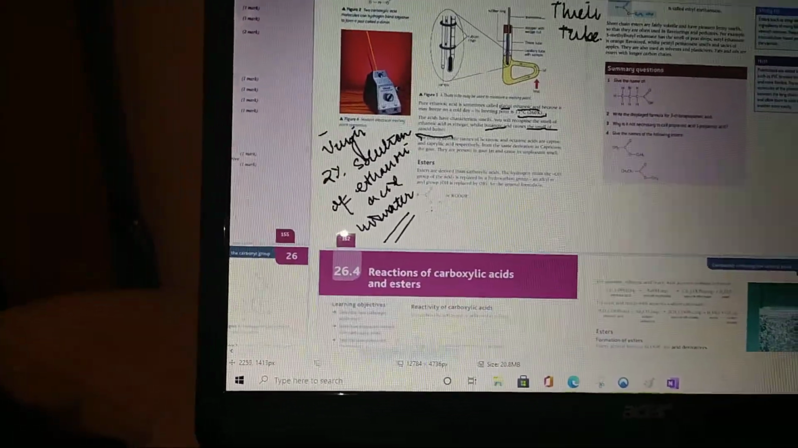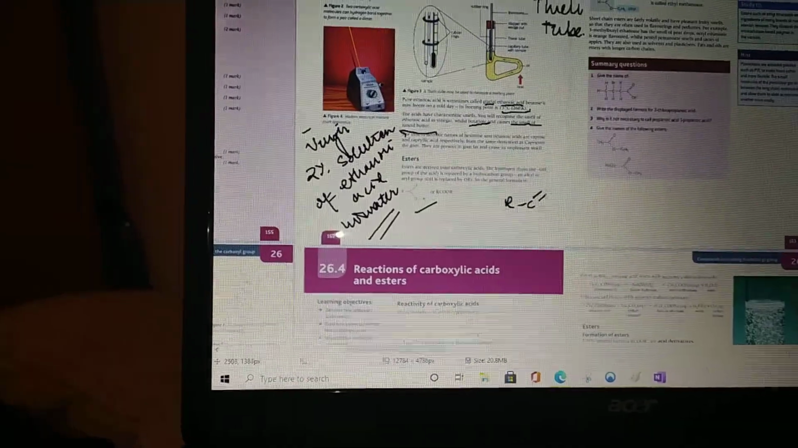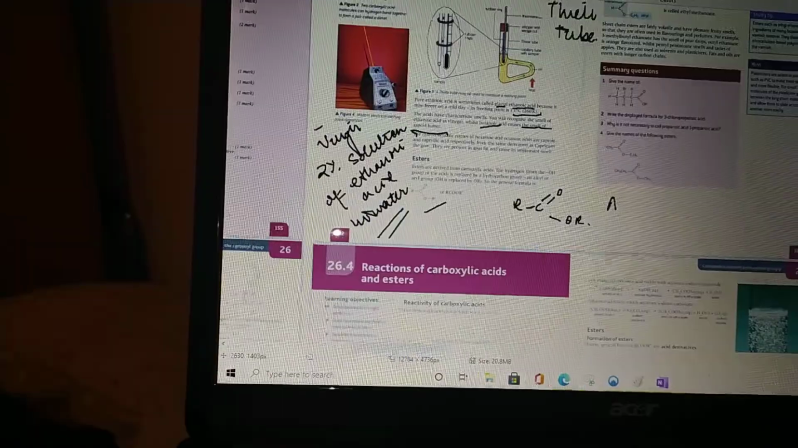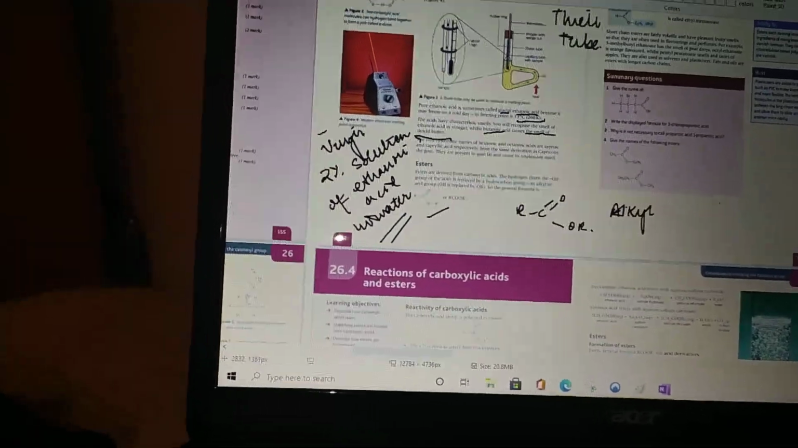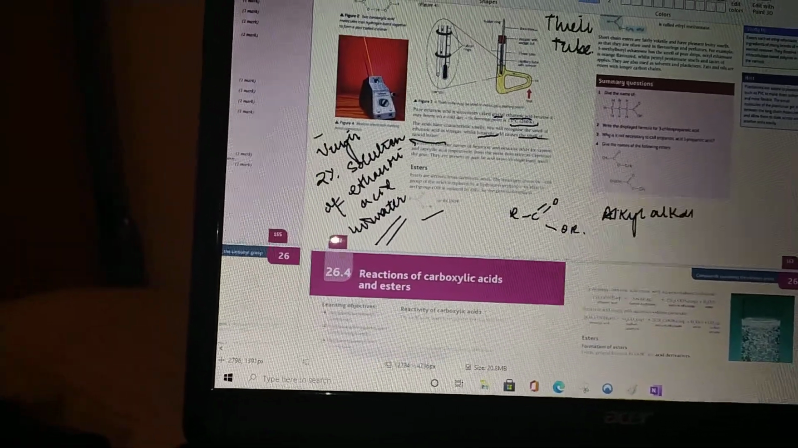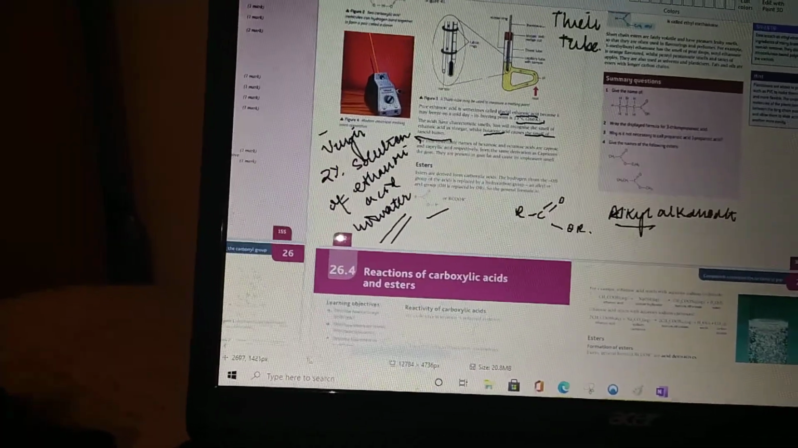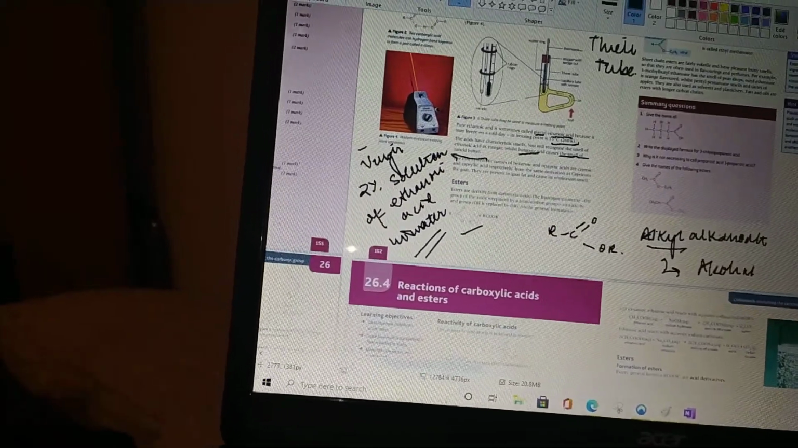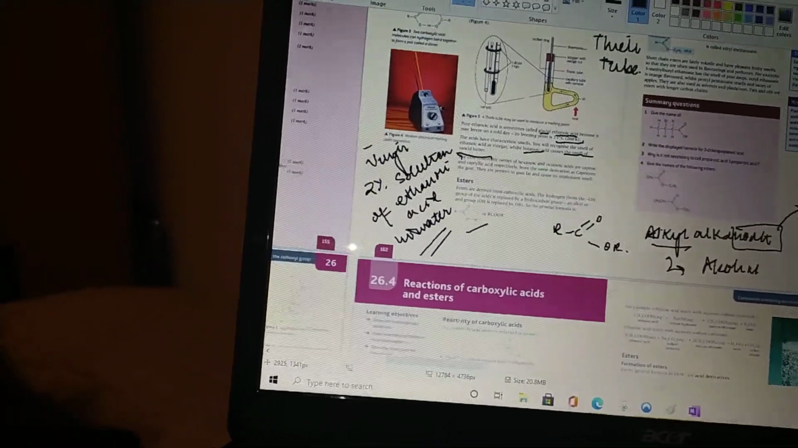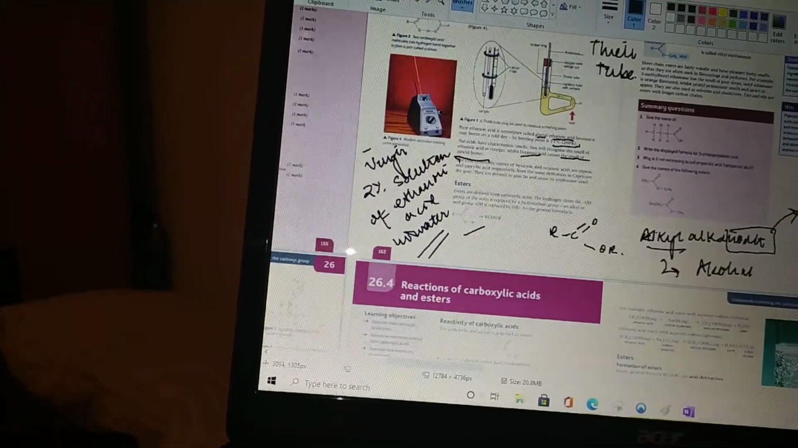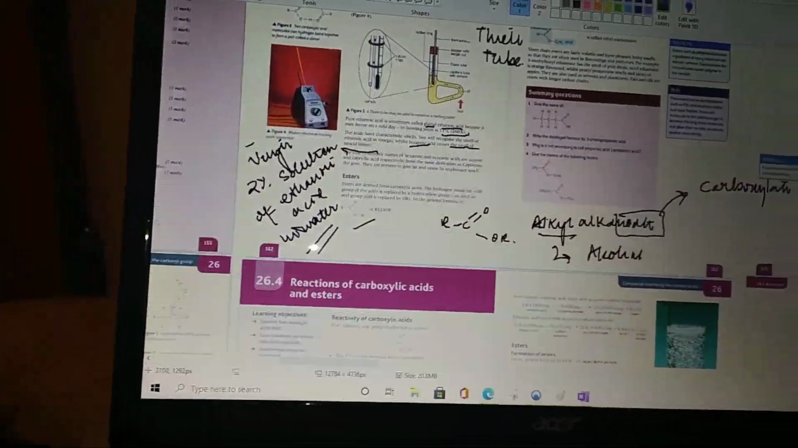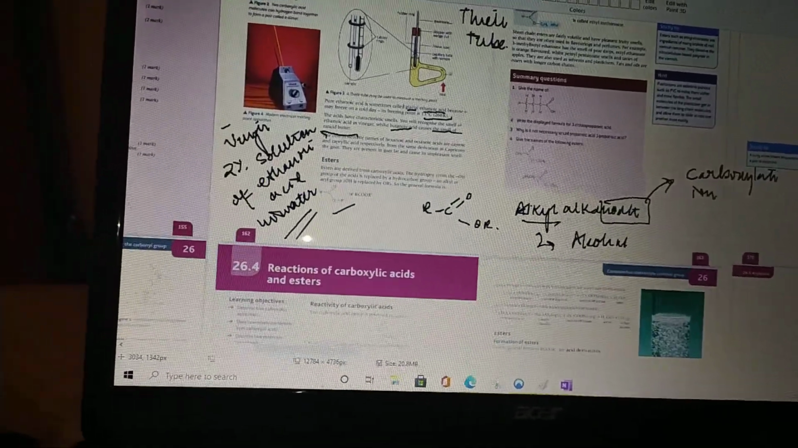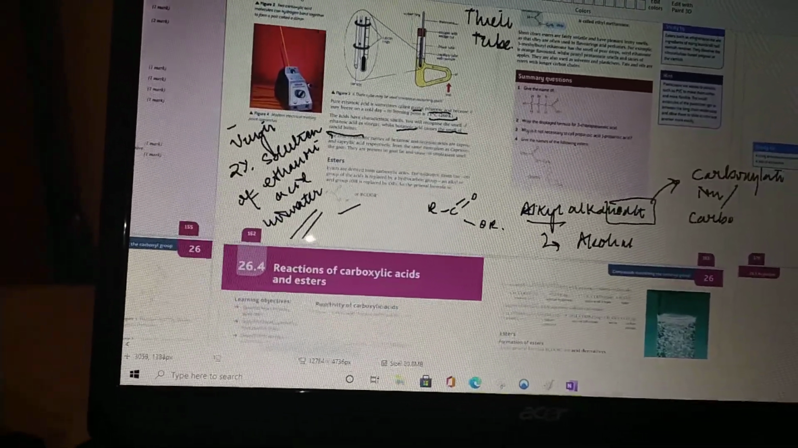Now we move on to the esters, and basically how the esters are named. This is known as the alkyl alkanoate. The alkyl bit comes from the alcohol. The alkanoate, the "oate", comes from the carboxylic acid, or the carboxylate ion.